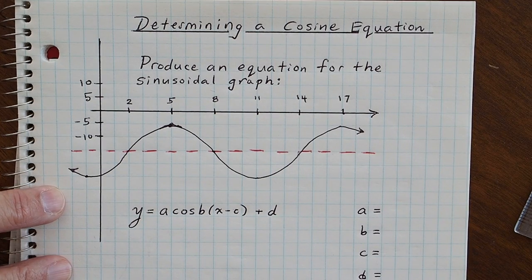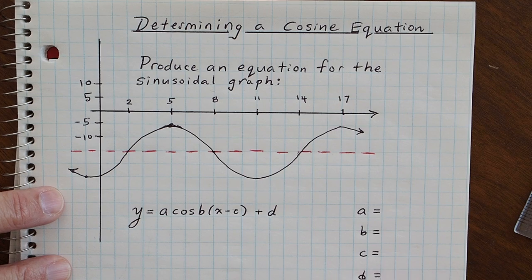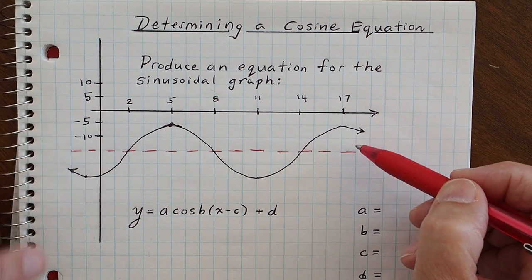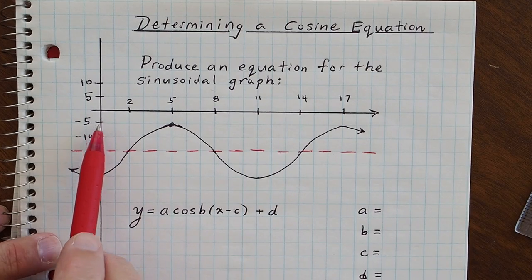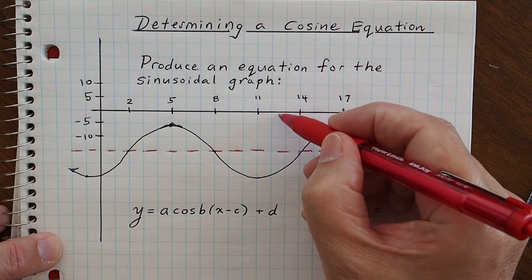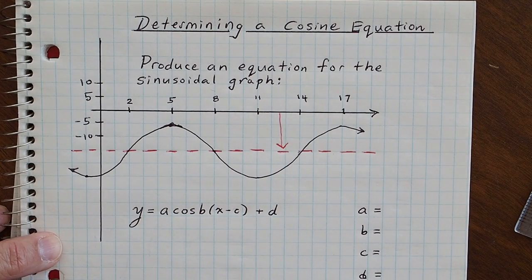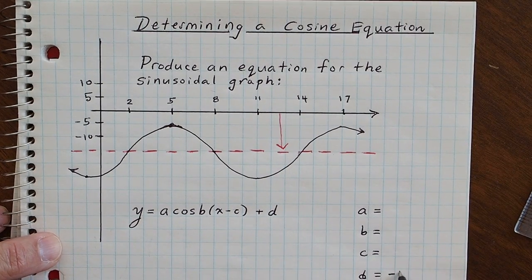And that tells you your vertical displacement d. That is vertical translation down so many units. So if you check the graduations on the y-axis, this curve has been translated down 15 units. So that means that your d value will be negative 15.